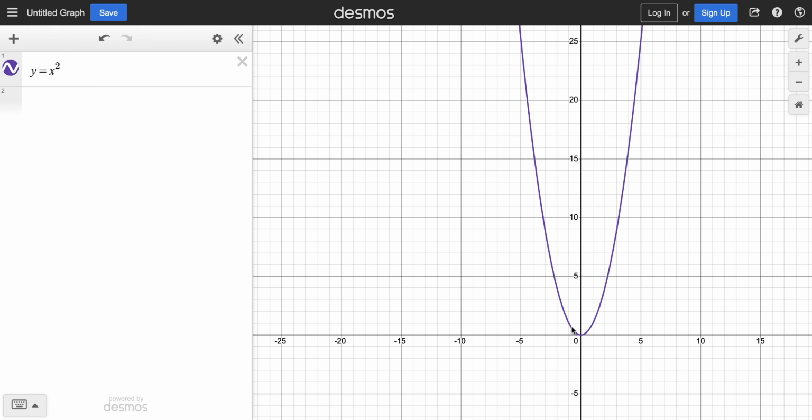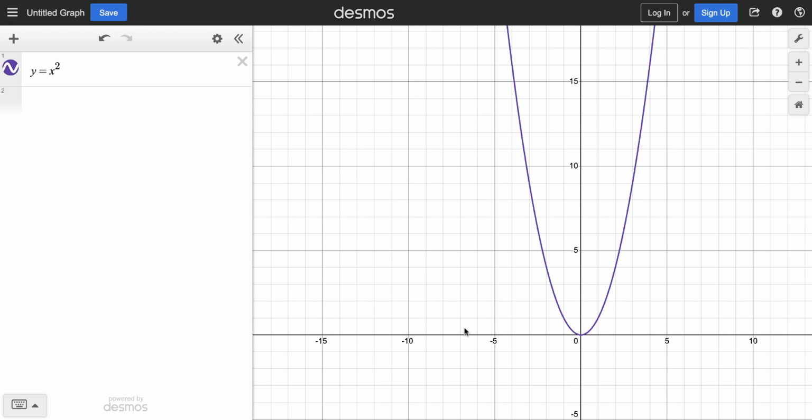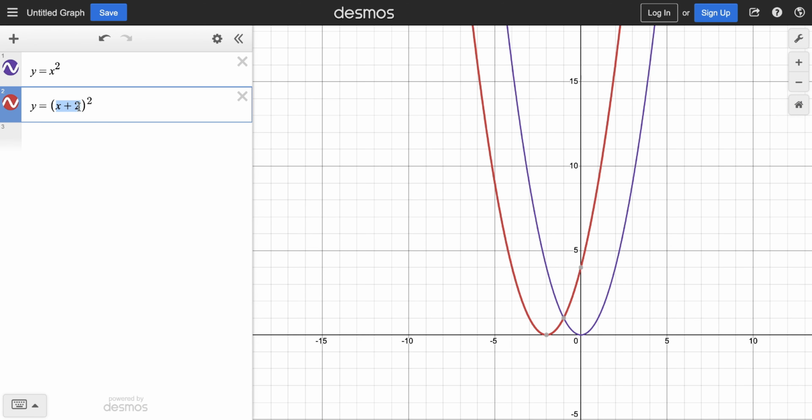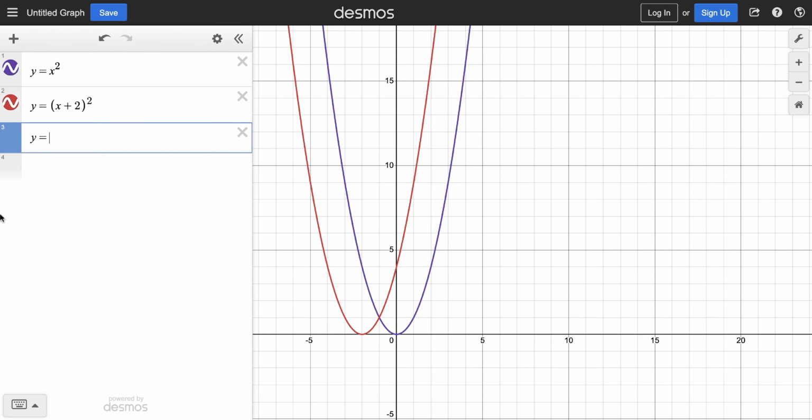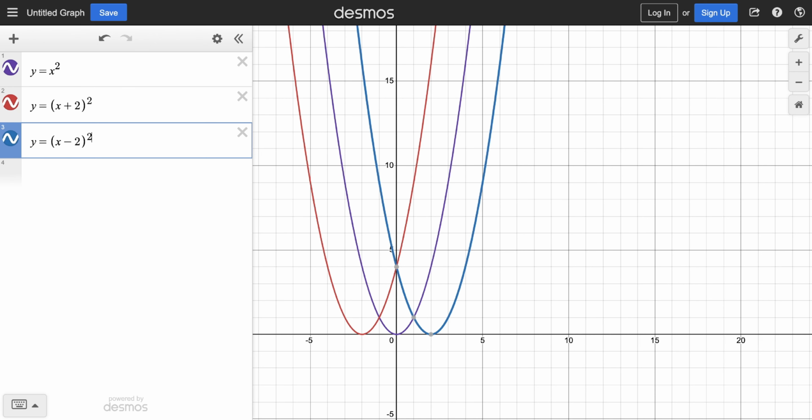If you want your function to move to the left, say 2 units, then instead of x squared, you would have x plus 2 squared. So adding on the inside of the function moves it to the left. And likewise, subtracting on the inside of the function moves it to the right. So it's always the opposite of what you expect. Adding on the inside moves it to the negative side. Subtracting on the inside moves it to the positive.